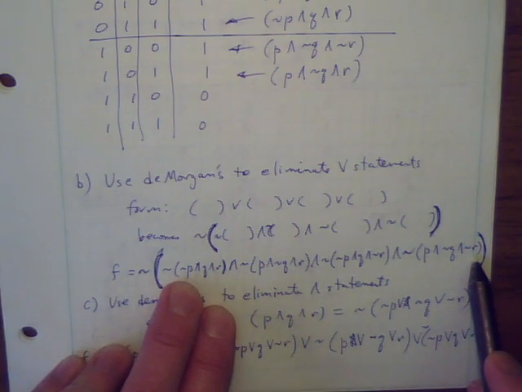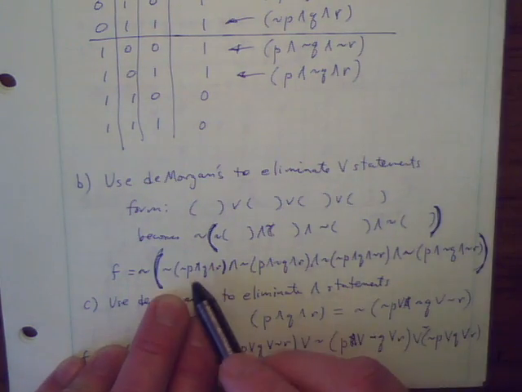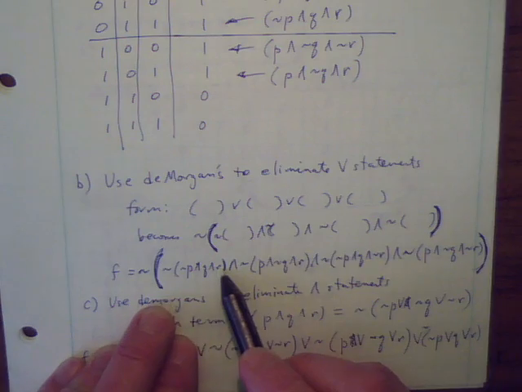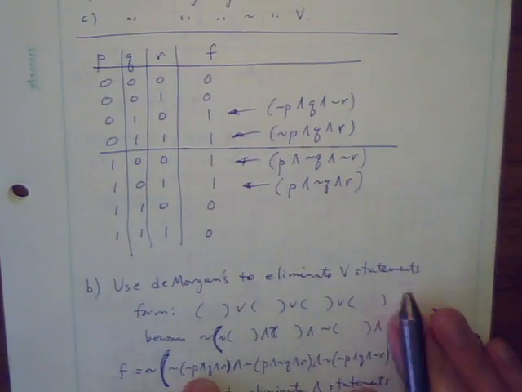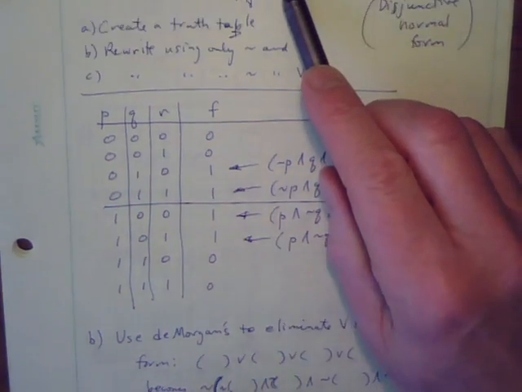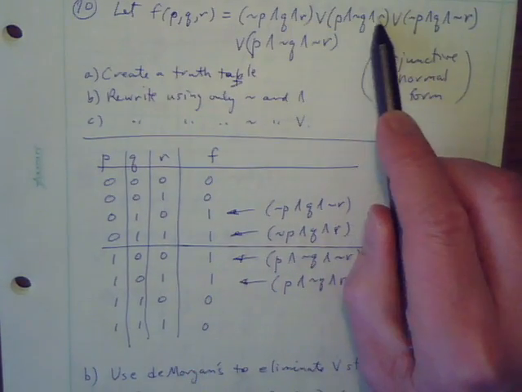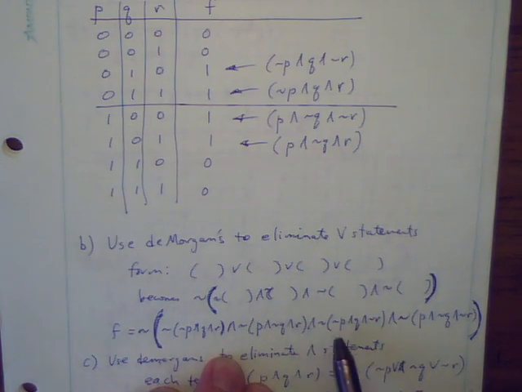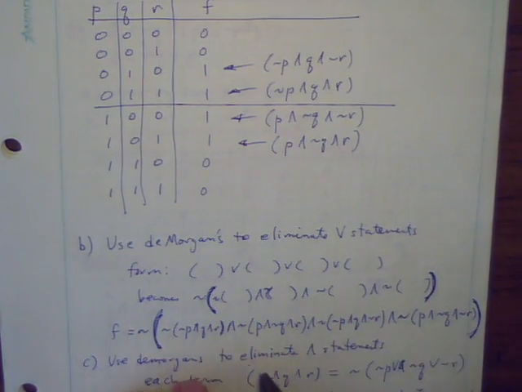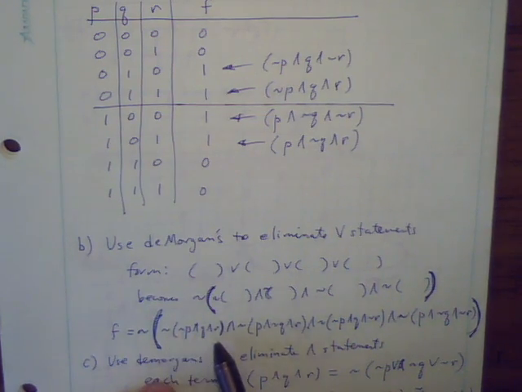I'm going to leave them the same, and I'm just going to put nots out in front of them. So I put a not out in front of the first one, a not out in front of the second one, a not out in front of the third one, and a not out in front of the fourth one. And now I'm left with nothing but nots and ands.